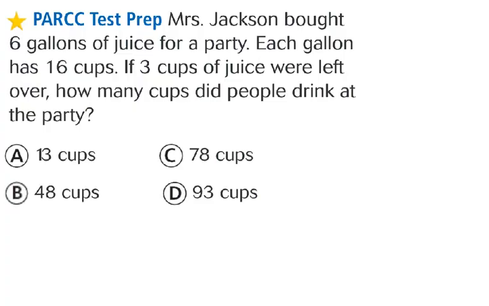Okay. All right, we have one more problem that I want for you to solve. It's a word problem. Miss Jackson bought 6 gallons of juice for a party. Each gallon has 16 cups. If 3 cups of juice were left over, how many cups did people drink at the party? I'm going to give you a hint. Your first step is to find the total number of cups. So 6 gallons and 16 cups in a gallon. Then, once you find your total, subtract that 3 cups. Do that now. You can solve using any method.